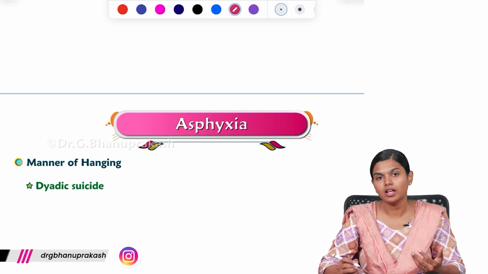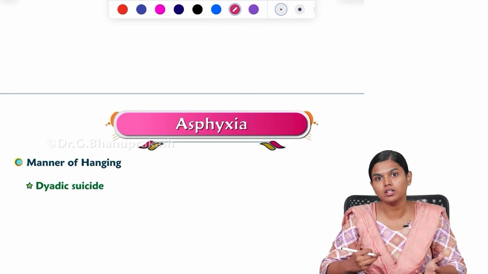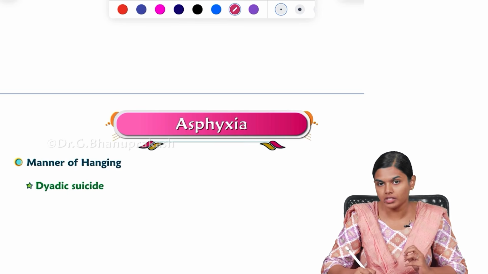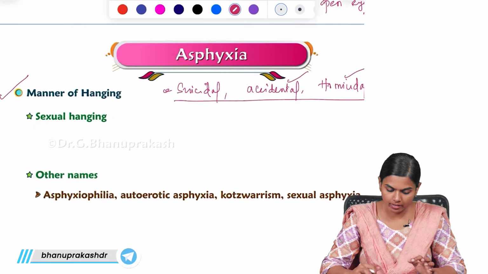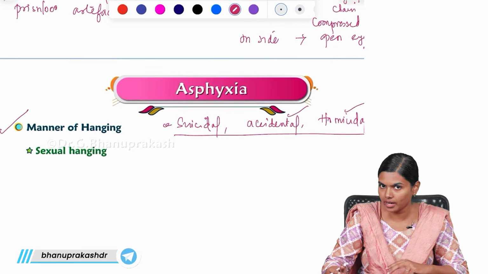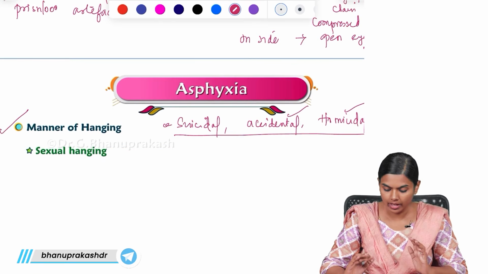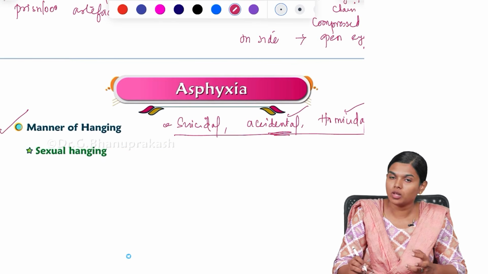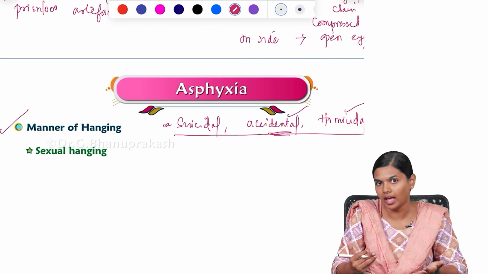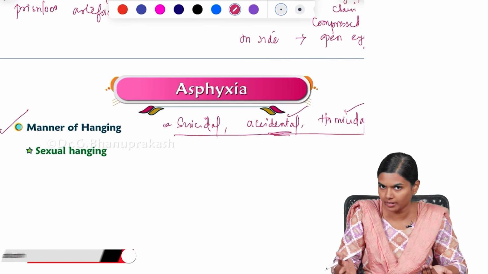So, homicide means it is a murder, killing, someone else is doing it. So, this homicidal hanging, we call it lynching. So, the suicidal manner we have already seen. Now, the homicidal manner, that is lynching, we have seen. Next, the remaining manner is accidental hanging. So, when someone gets accidentally hanged, we call it accidental hanging.